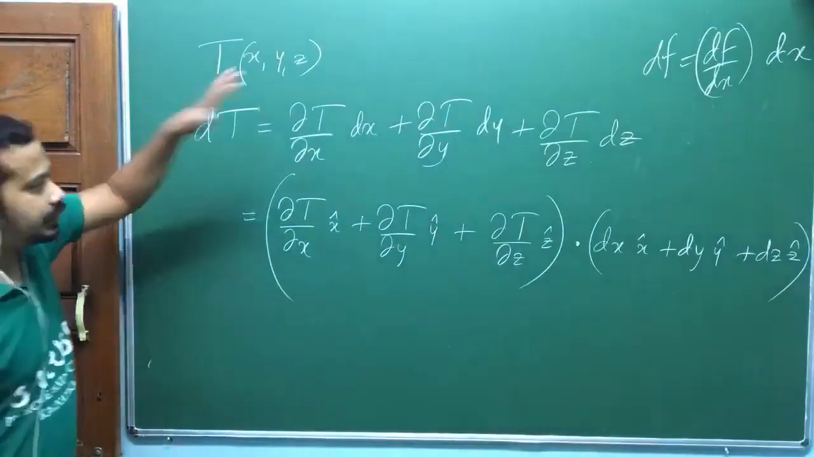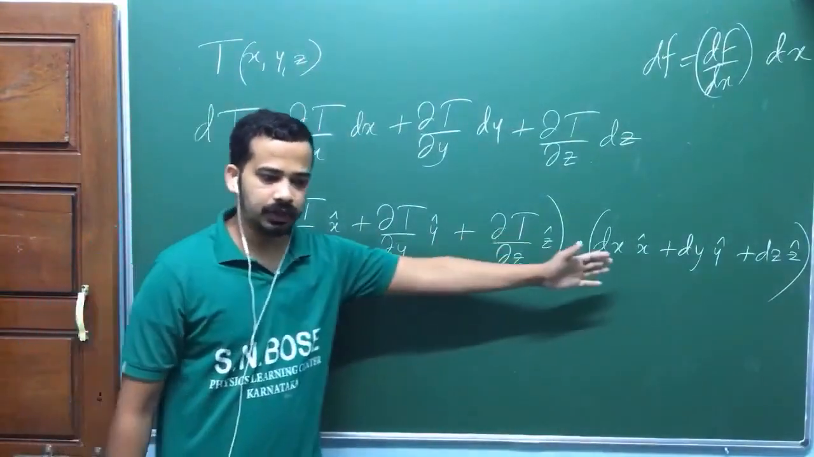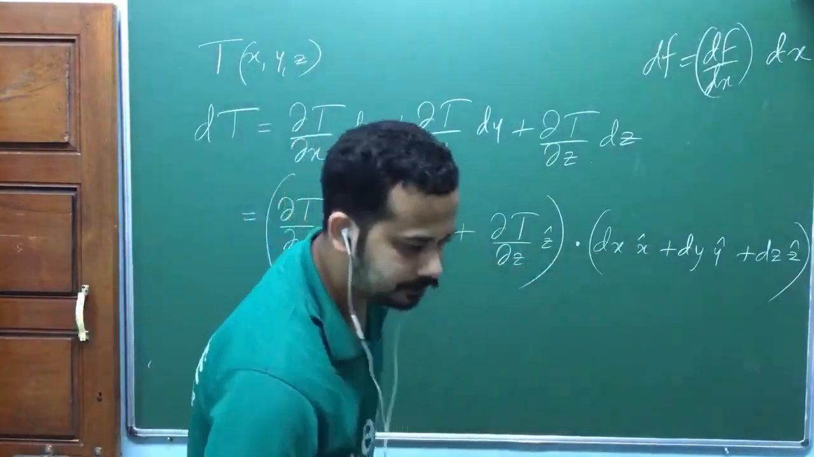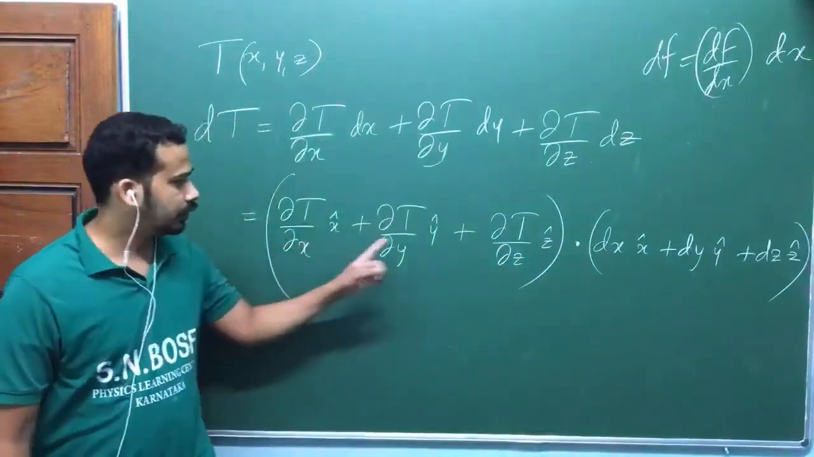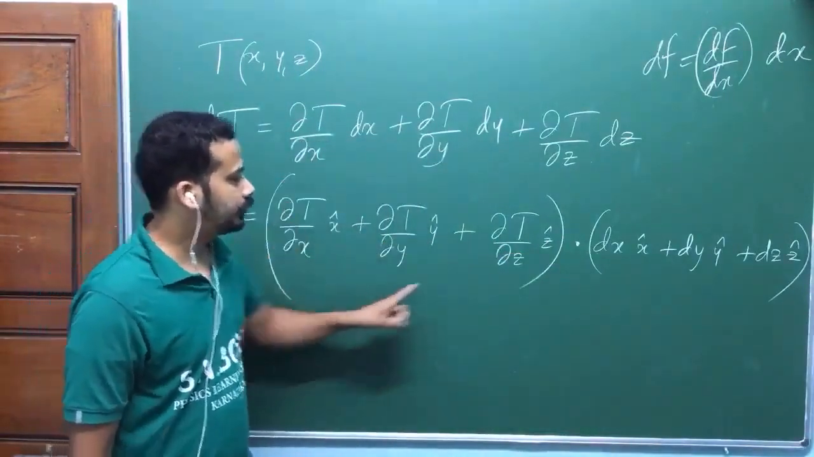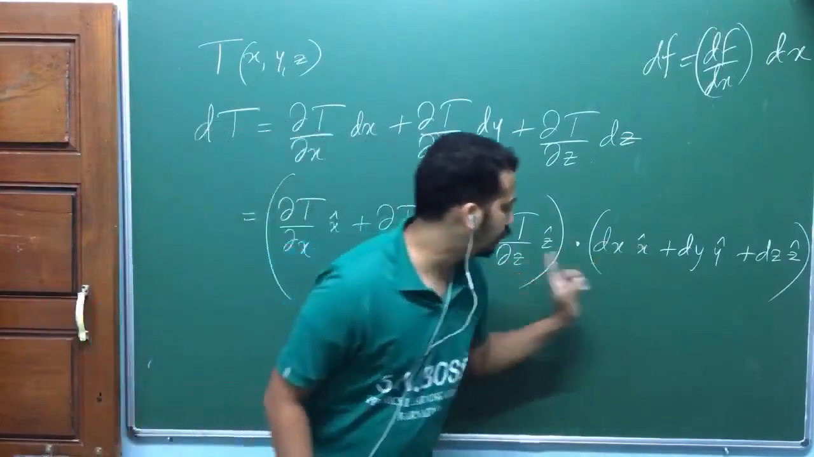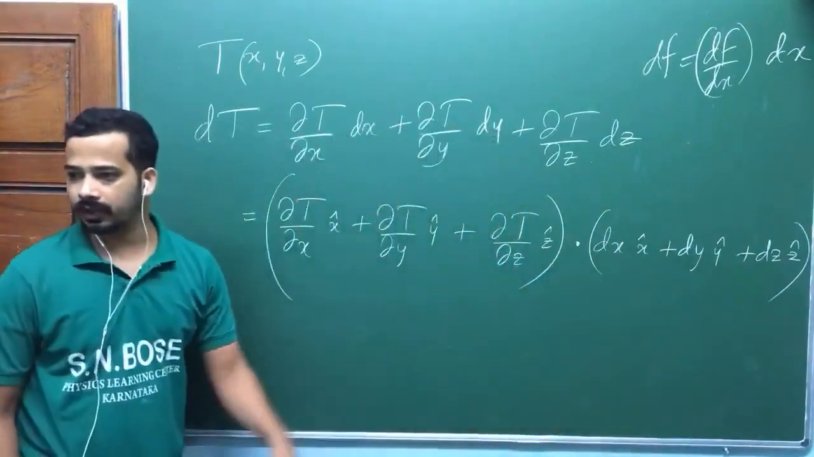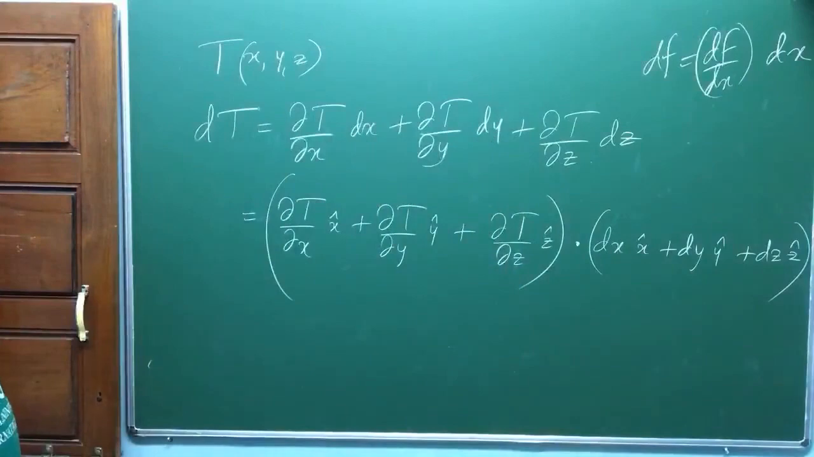Now look at it. This expression I'm going to write like this. I hope you can deal with this dot product. x cap dot, x cap, dou T by dou x into dx, dou T by dou y into dy, dou T by dou z into dz. We are going to rewrite this one. Is that okay?